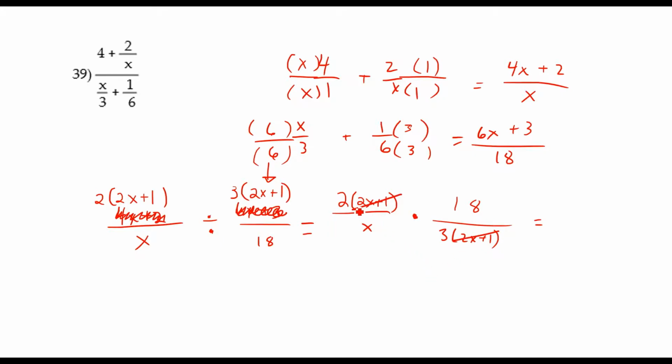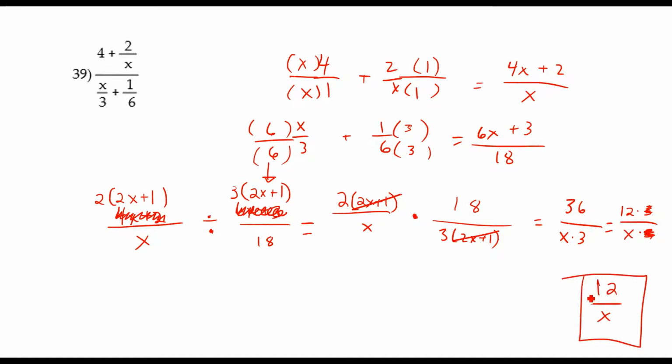So we have 2 times 18, which is 36, divided by x times 3. Now, one thing I can notice here is that 36 is a multiple of 3. 12 times 3 is the same thing as 36. So I can factor that out so that I can cancel out the 3's. Now x times 3, or 3x, the 3's cancel out, and we get 12 over x. So that's our final expression. This is a simplified complex fraction now.